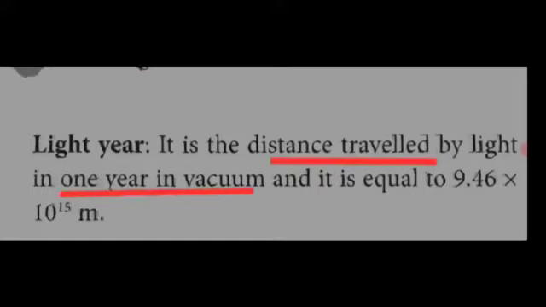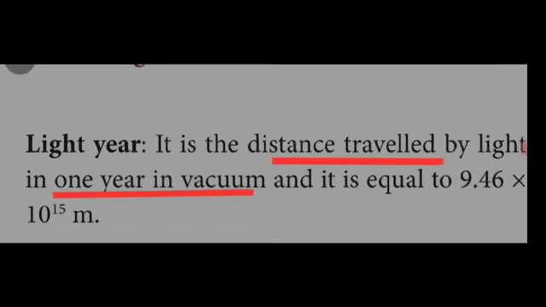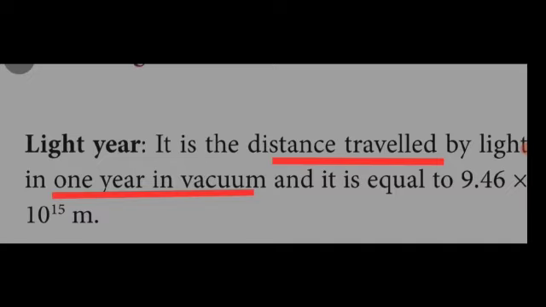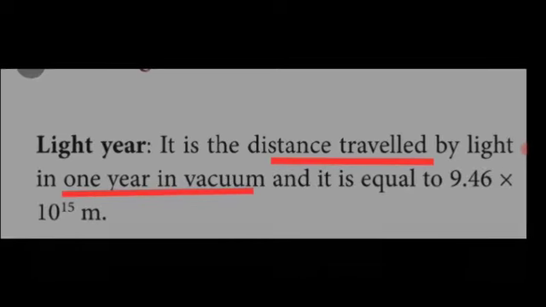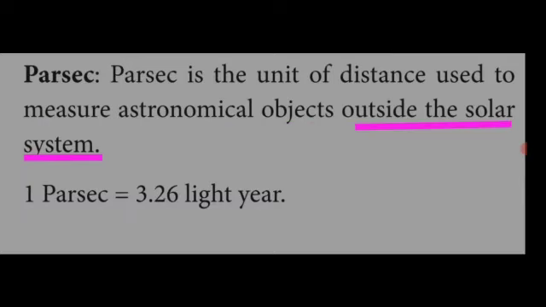What is a light year? The distance traveled by light in 1 year in vacuum. Light travels through the vacuum for 1 year; that distance is called a light year. What is the value of a light year? 9.46 × 10^15 meter. This is the value of 1 light year. The third larger unit is parsec.